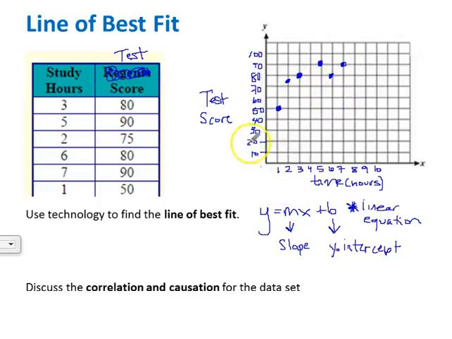So we plotted everything. Does it look like there is a trend? It does. It looks like we're going in a positive direction. It looks like it's rising. So there definitely looks like there is a relationship between the amount of time spent studying and the test score. And we'll talk about that in a moment.